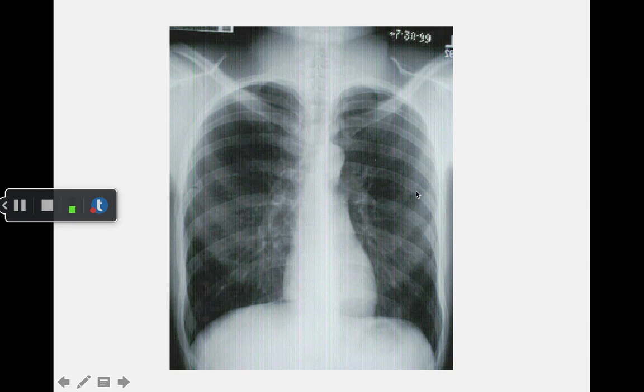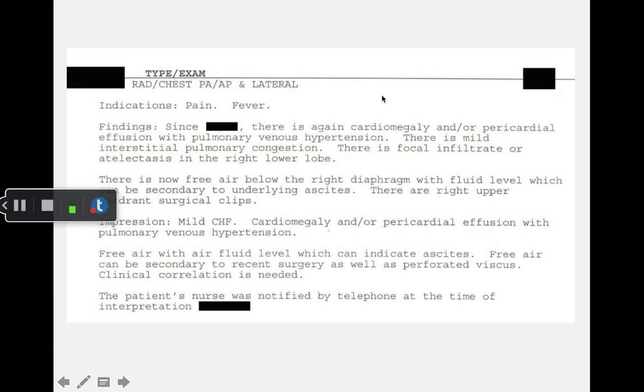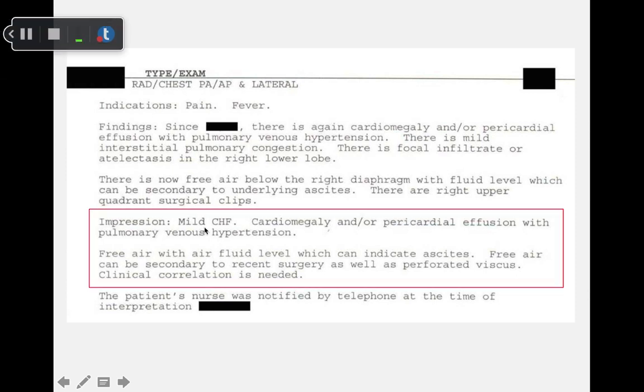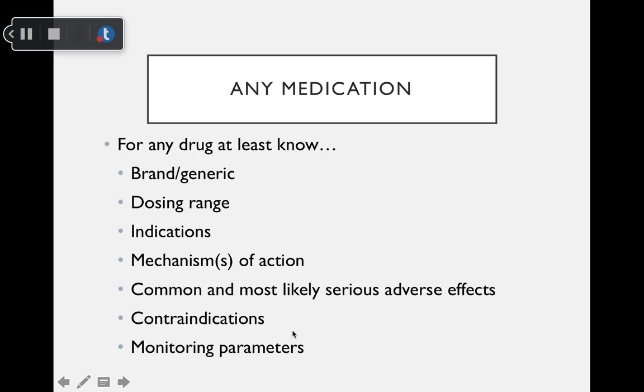Another one here is, I don't really know what I'm looking at here. Maybe there's something down here, but if I can look at the interpretation of this by the radiologist, I can see here, okay, this is mild CHF with a pleural effusion, pericardial effusion with pulmonary hypertension. So that can tell me a lot about whether this patient needs antibiotics. Do they see an infiltrate where it could be pneumonia? Honestly, I don't really look at the images. I look at the impression and what the radiologist says.